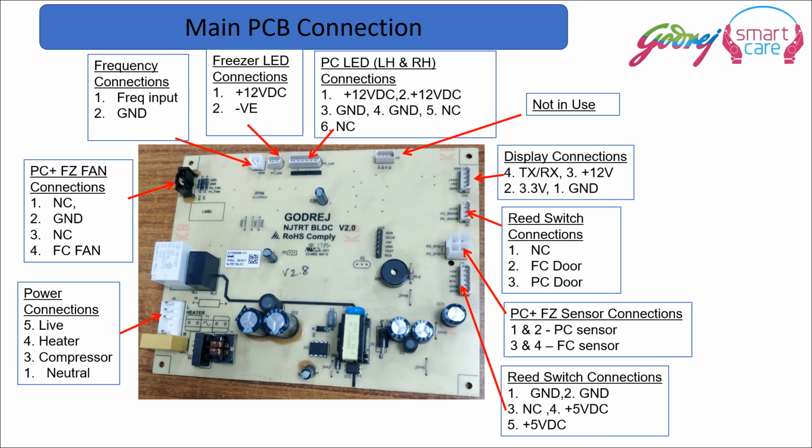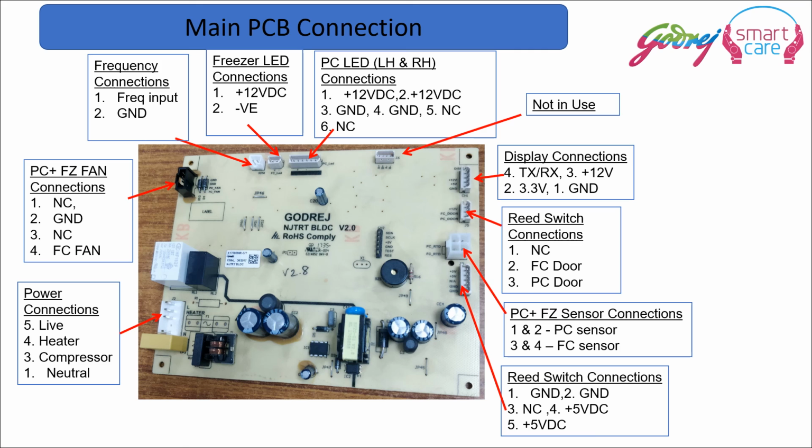Then we come to the right hand side vertically at the top. The first connector is the display connections, the connections to the display. Then below that we get the connections to the reed switch. What are the reed switch? Here reed switch are the door switches. One door switch for the refrigerator section and one door switch for the freezer trolley.